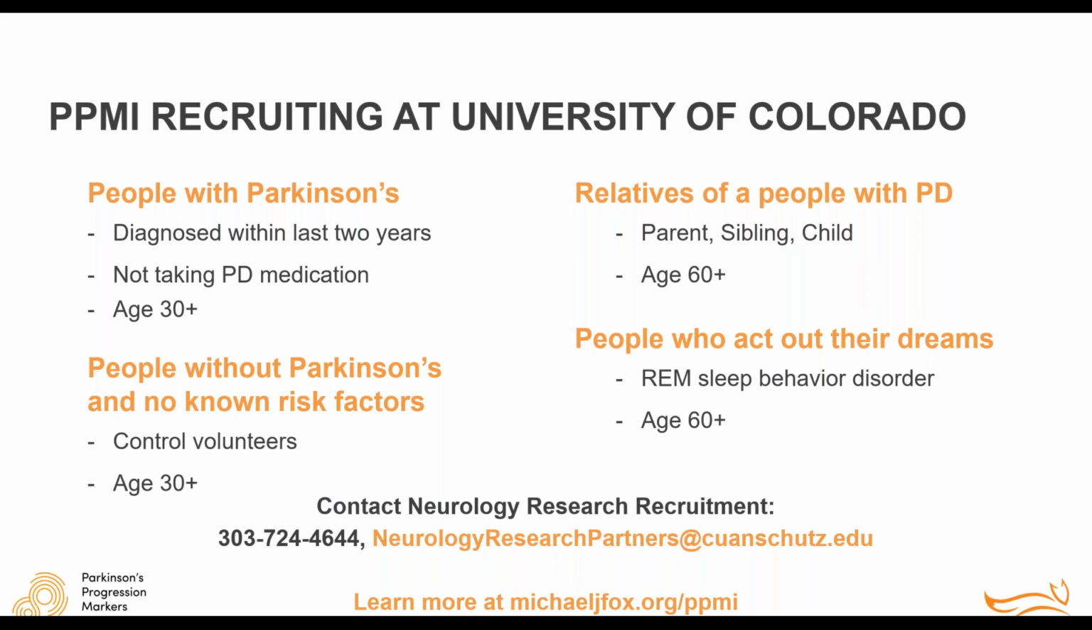People without Parkinson's and no known risk factors can participate as control volunteers. Children are actually in that other group called relatives of people with PD, either parents, siblings, or children. But we're finding a lot of caregivers, like spouses, are not necessarily at any more risk than a child would be, so we're requesting them as control volunteers, because the idea is to look at a bunch of biomarkers.